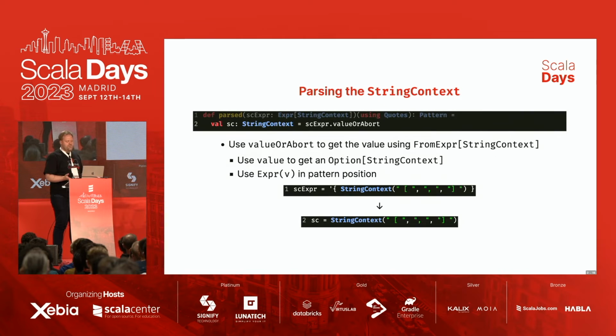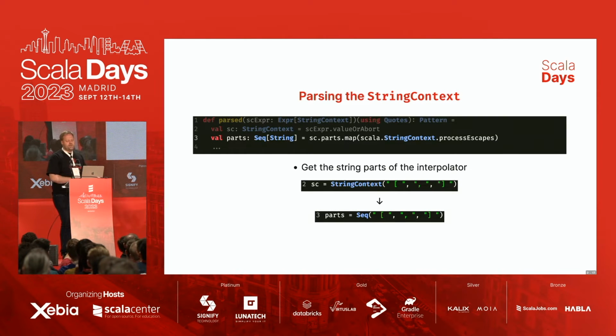The first thing we can do with a string context is just ask for its value. So this valueOrAbort will take the expression of a context, and if it's a known value, it will just return us the string context, and if not, it will stop the evaluation of the macro and report an error saying that it was not statically known. And for this to work, we need a FromExpr of StringContext type class, which implements the actual unlifting of this value. We can do similar things with the value method or the Expr extractors in pattern position.